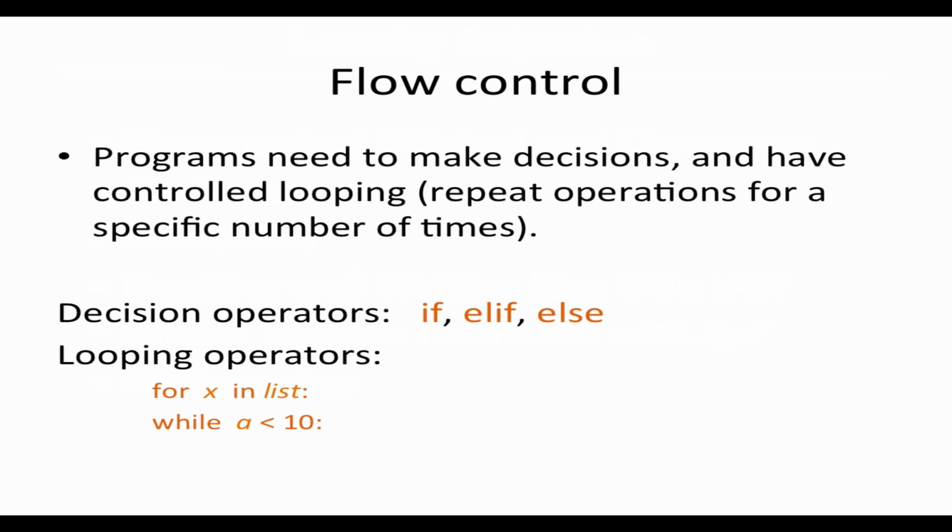Okay, so I'm going to start right off with flow control. Programs need to make decisions and have loops, repeating operations for a specific number of times. Frequently, you want to nest these things together, so you repeat an operation and then test whether something is true or not, and that'll determine how many times you repeat an operation. We have decision operators in Python: if, else, and else if, which is spelled E-L-I-F. That's just a Python thing. And we have looping operators. The two most common are for loops and while loops.